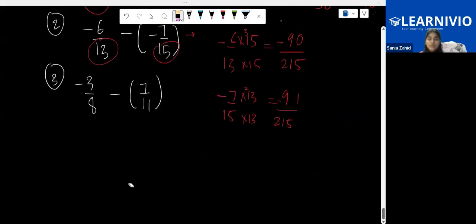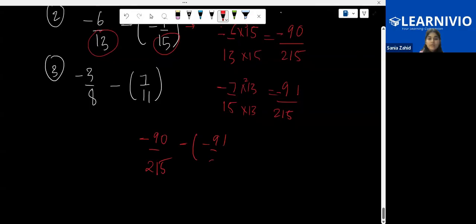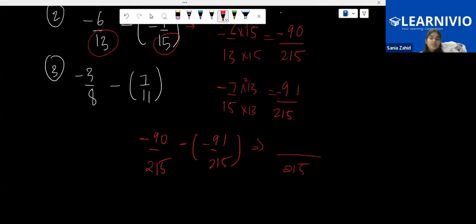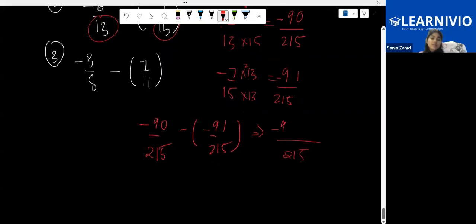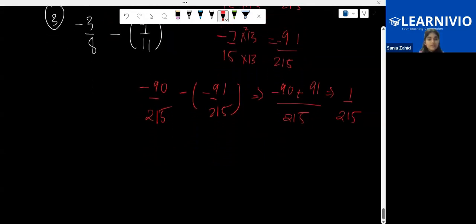So what we'll do, we first write minus 90 by 215 minus and negative 91 by 215. Okay. So now what is my answer? You have 215 as the denominator, minus 90. And what is two signs together if you have similar signs? So you write a positive sign. Positive 91. My answer will be 1 by 215. Understood? Yes, ma'am.